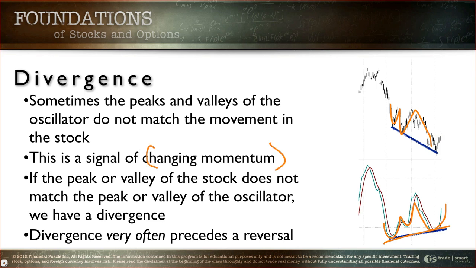This is a signal that the momentum is changing. It's a very, very important signal. I cannot emphasize it enough. In fact, this is one of those signals that when you see it, you really got to pay attention to it because it's a big, major warning sign about what might happen with this trade. If the peak or the valley of the stock does not match the peak or the valley of the oscillator, we have a divergence. And divergence very, very often precedes a reversal.